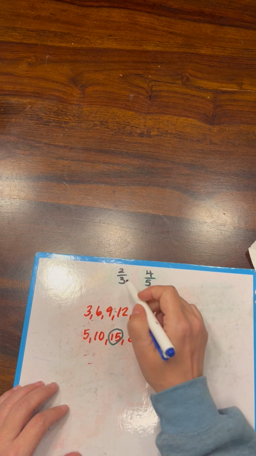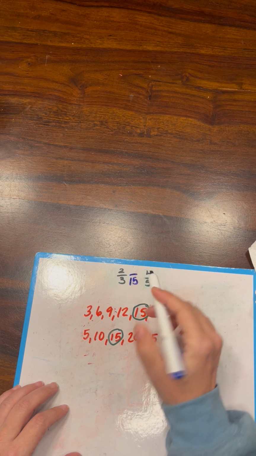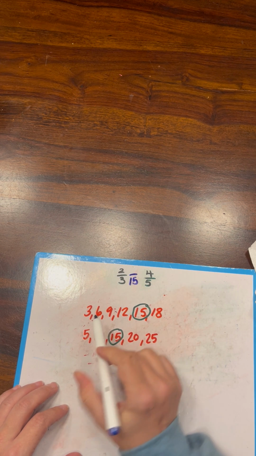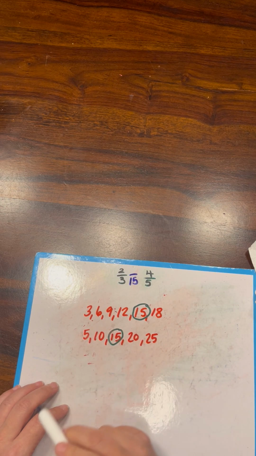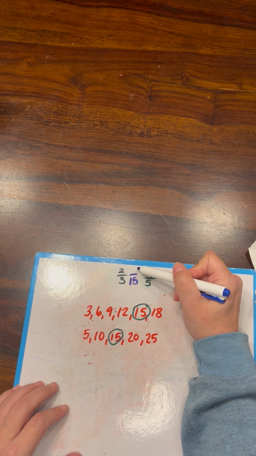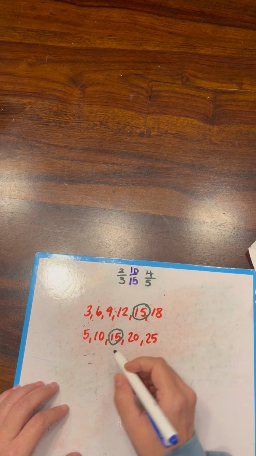So if we have 2/3, 15 is the new denominator. To get from 3 to 15, I have to multiply by 5, right? 3 times 5 gets me to 15. Whatever I do to the bottom of a fraction, I have to do to the top. So 2 times 5 is 10.